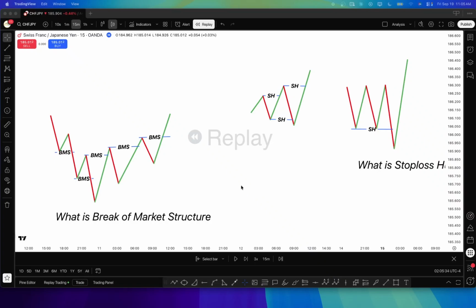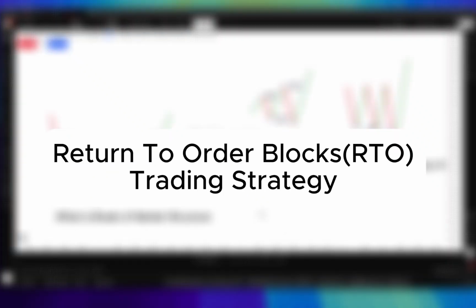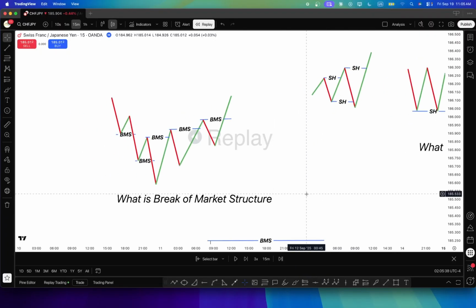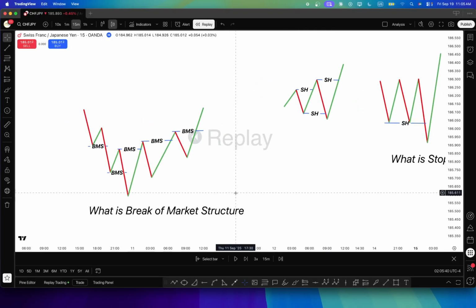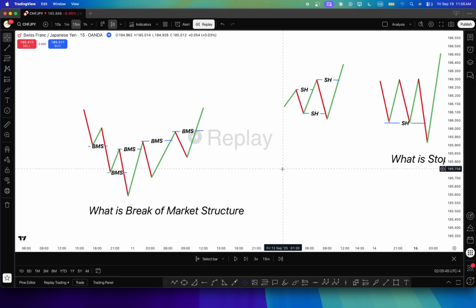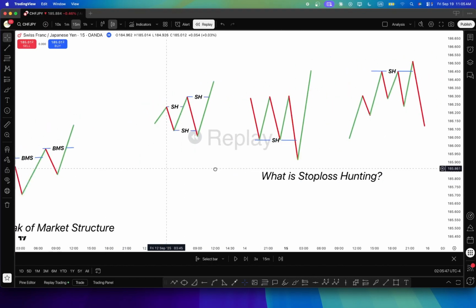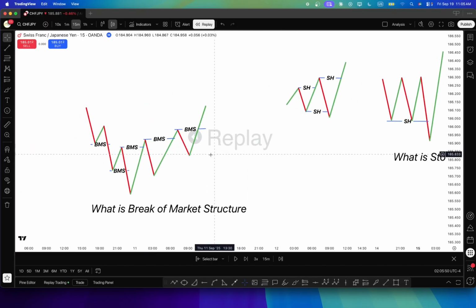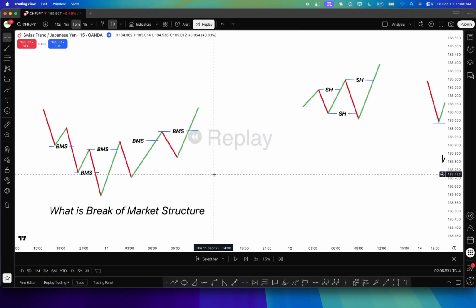So today I'm gonna talk about the return to order blocks trading strategy, and the way I trade this strategy is I divide it into 3 steps, and these 3 steps are very easy to understand, but you have to make sure that you do not skip any part of this video so that you can understand it completely. So I have broken it down into 3 steps.